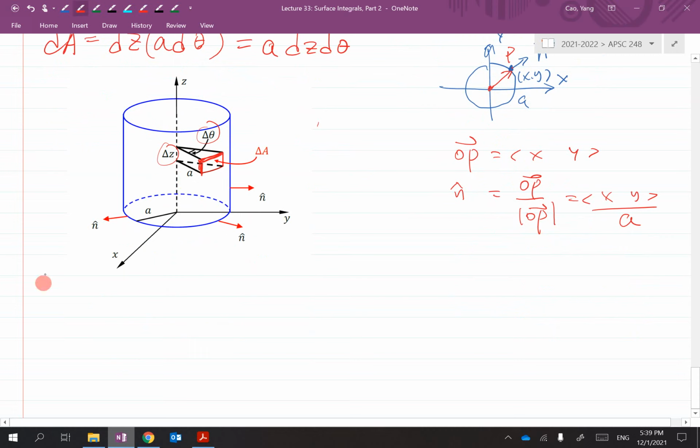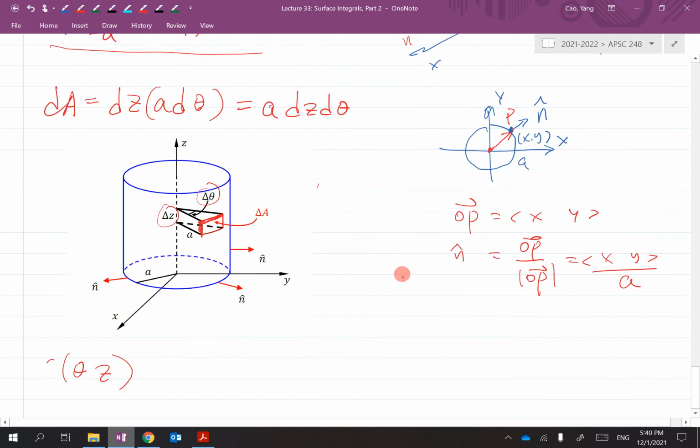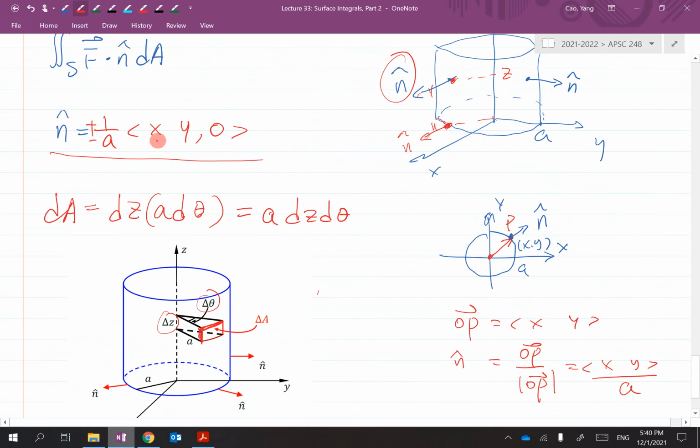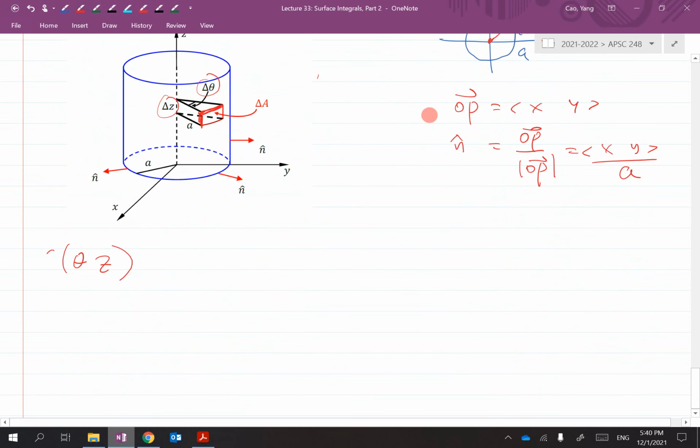Okay, cylindrical coordinates originally is r, theta, z, but of course r is constant, so now we're only worried about theta and z. So you already got a z, theta here. What's not consistent is this x, y in the n hat.